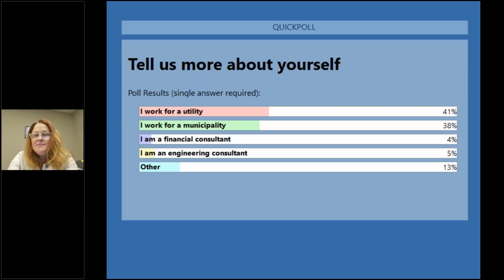And then I'm going to share the results so people can see. Looks like we're pretty evenly split between utility and municipal attendees and another set of others. So I'm curious to see afterwards who attended that qualified as other. I know state employees probably fit into that. And we have some of our partners from DNR and DOA are also coming.